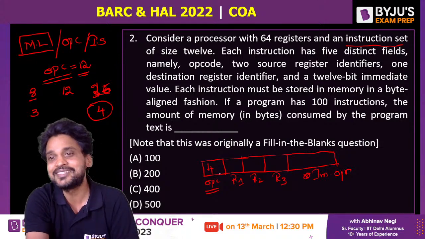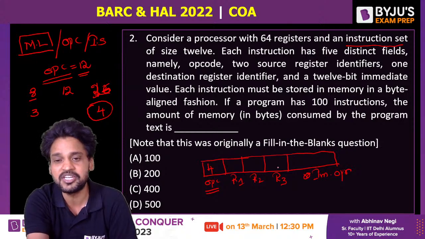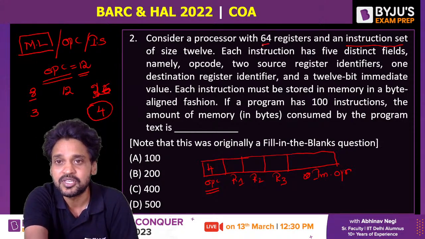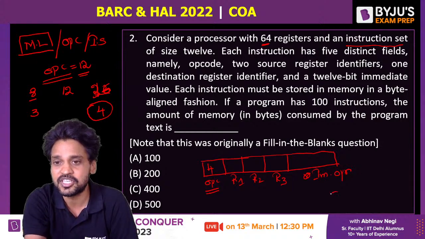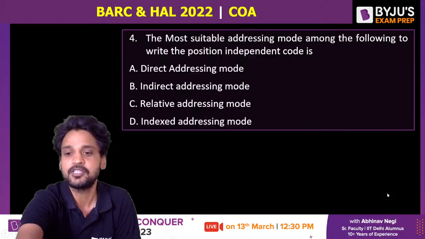As you can see in the question, I have 3 registers, 2 are source and 1 is destination. The total number of registers is 64. If the number of registers is 64, I require 6 bits to represent a register.